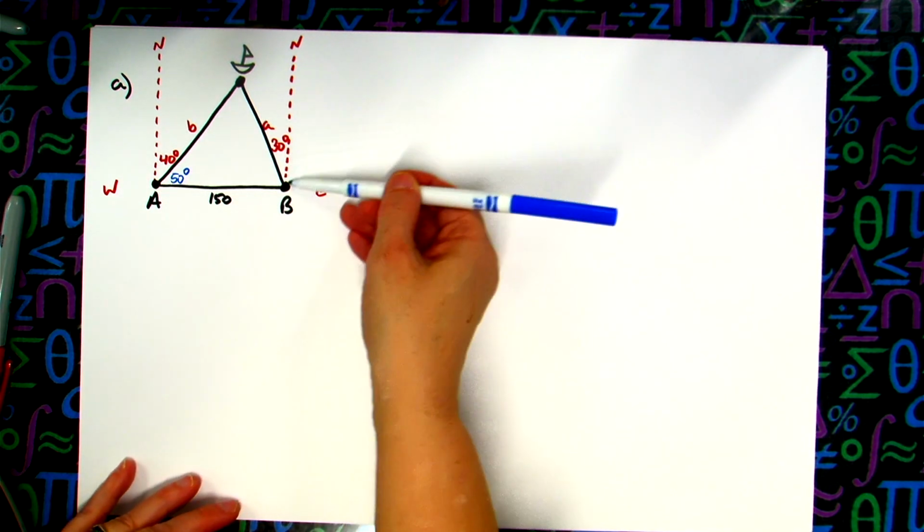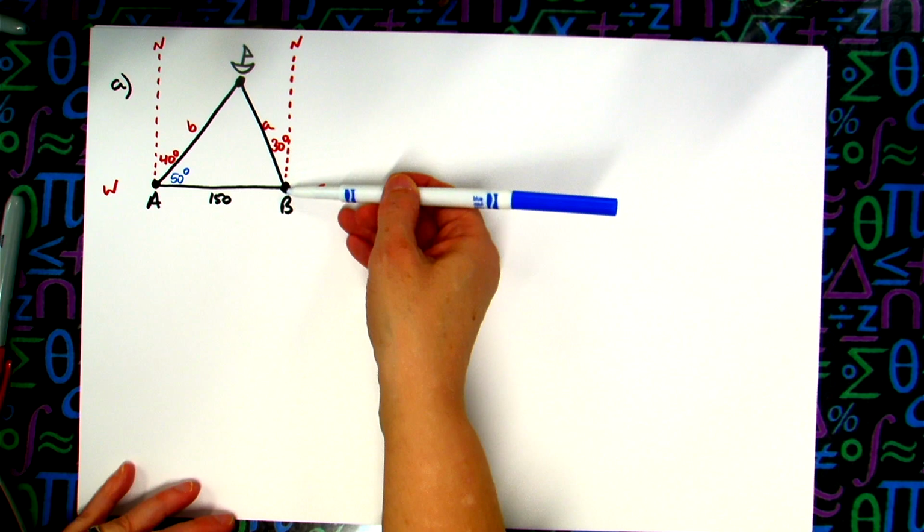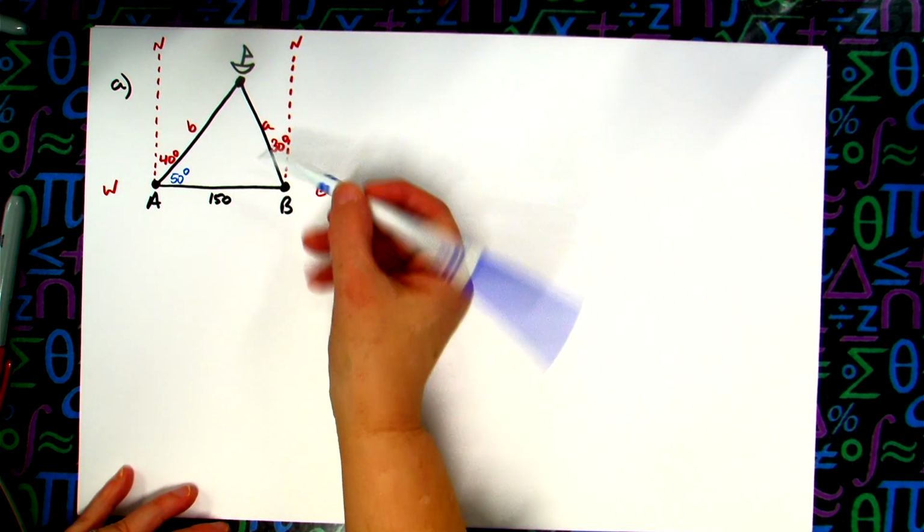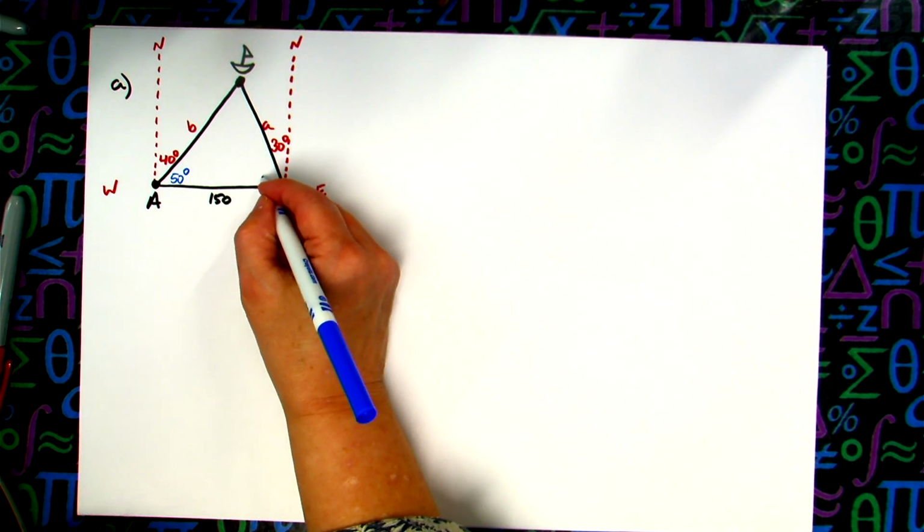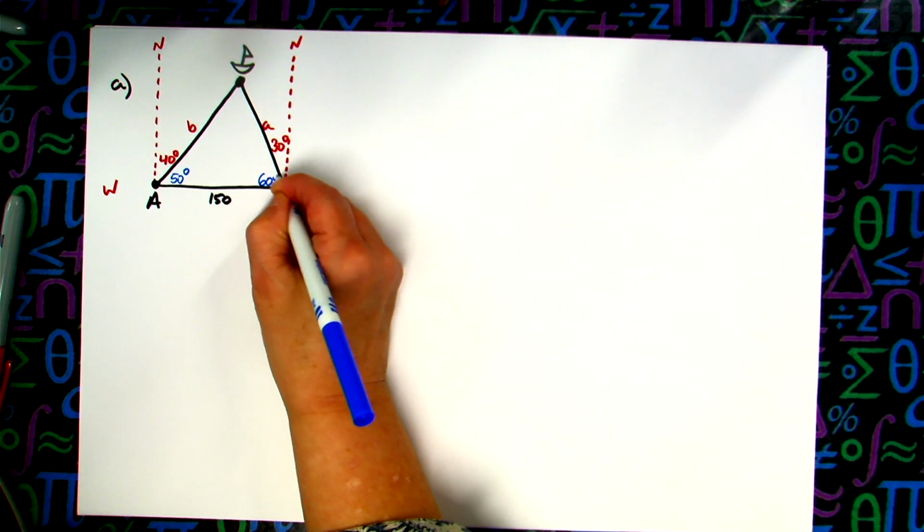Okay, over here, again, I got another 90 degree angle because that's my north. We turn to the west. If that's 30, then that makes this angle right here 60.